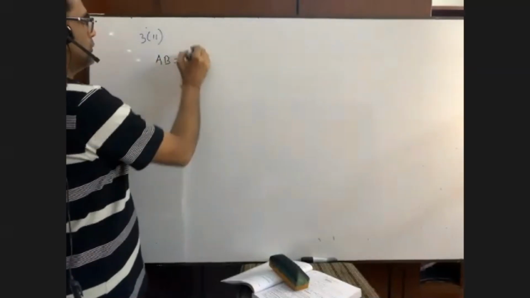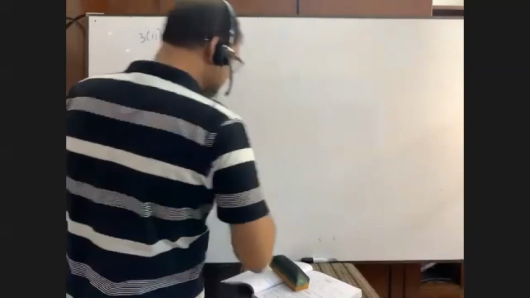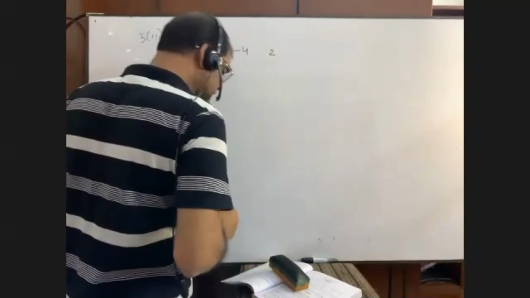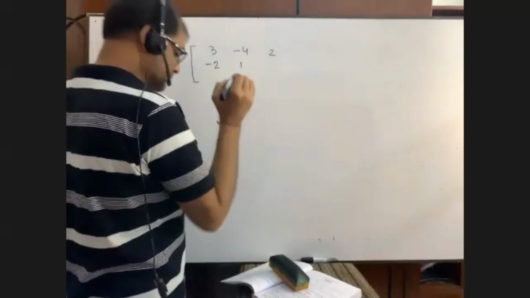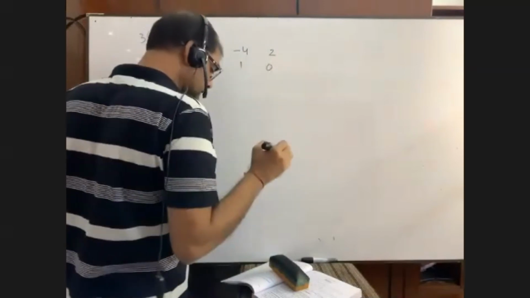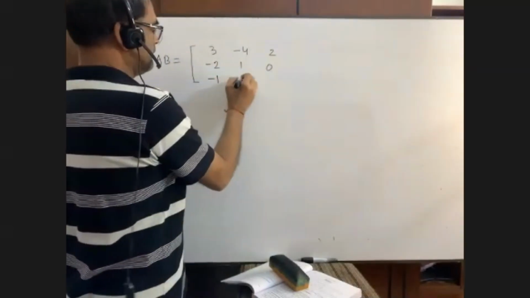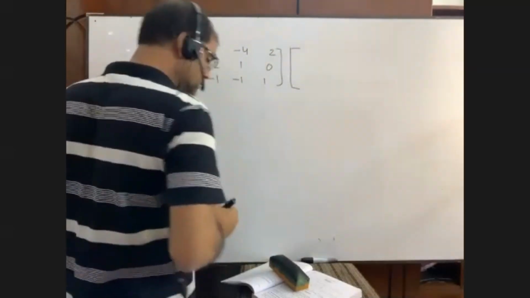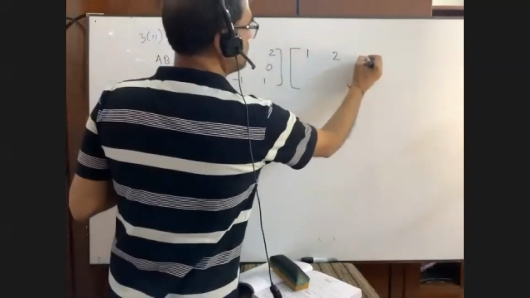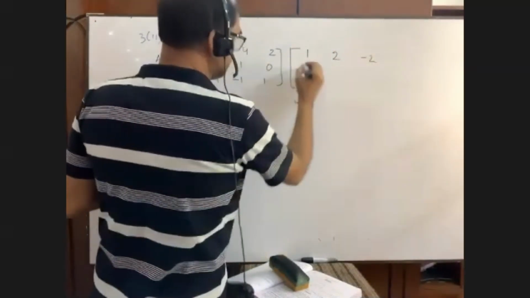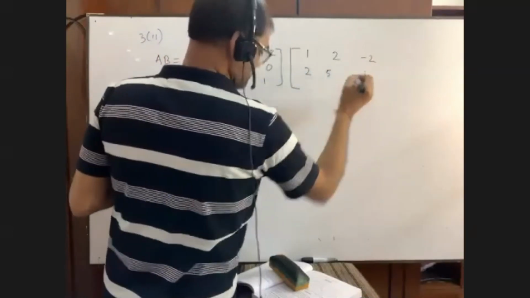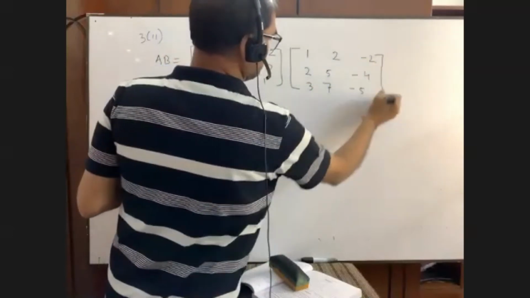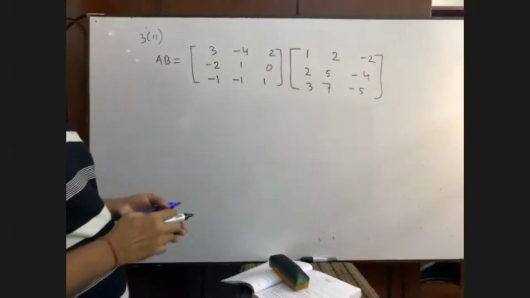A is equal to 3, minus 4, 2; minus 2, 1, 0; minus 1, minus 1, 1. This is A. And this is B. I am going to write down 1, 2, minus 2; 2, 5, minus 4; then 3, 7, minus 5. You have to find AB and BA. Okay, find it, do it.